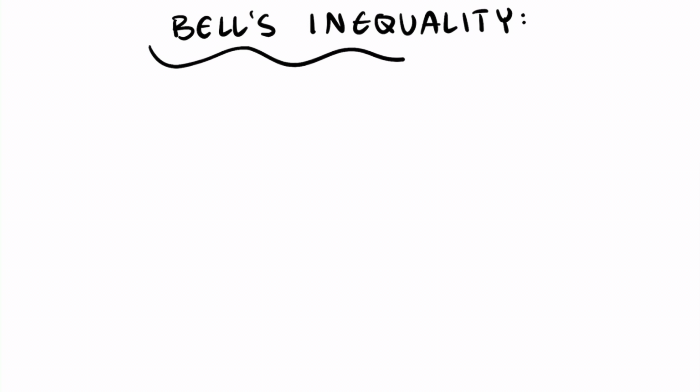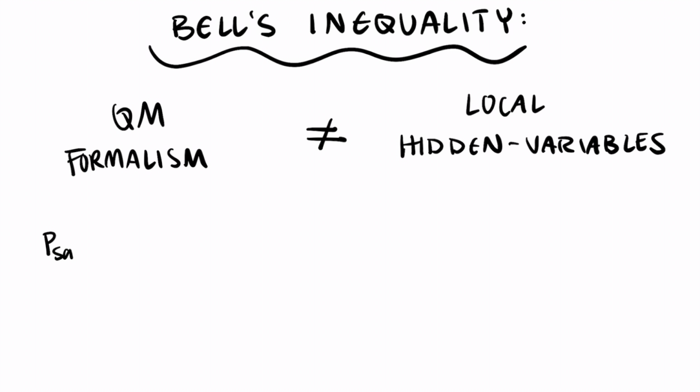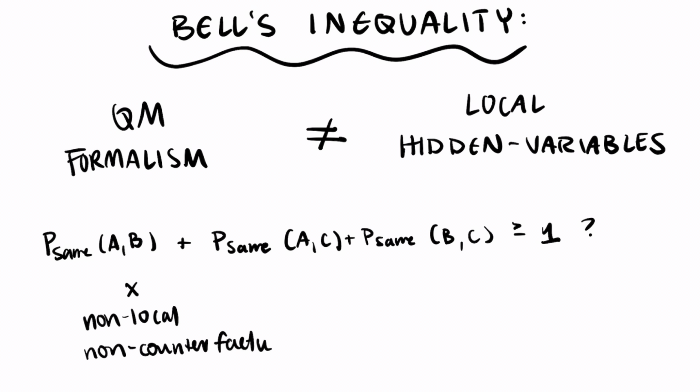The last paradox we'll consider is Bell's inequality, which posits that measurements under quantum mechanics formalism differ from those under local hidden variables, where Einstein proposed that particles have definite properties of their own regardless of if we measure them. The inequality states that the sum of the probabilities that two states are the same is greater than or equal to 1. If this is untrue, then quantum mechanics is either non-local and/or non-counterfactual definite.